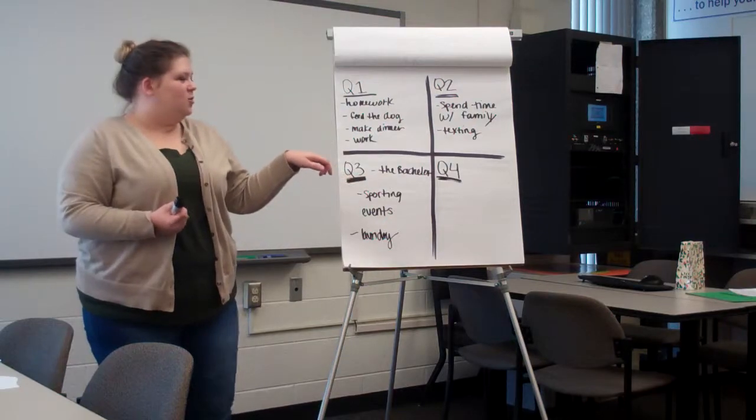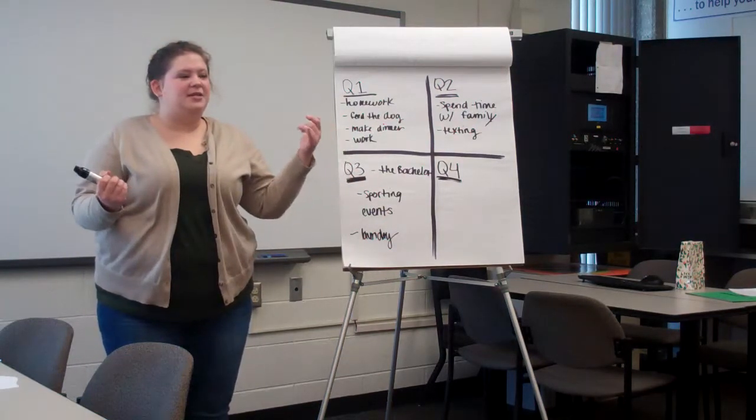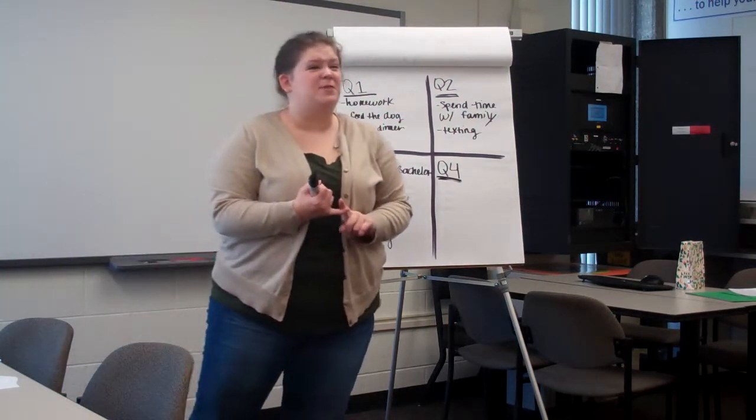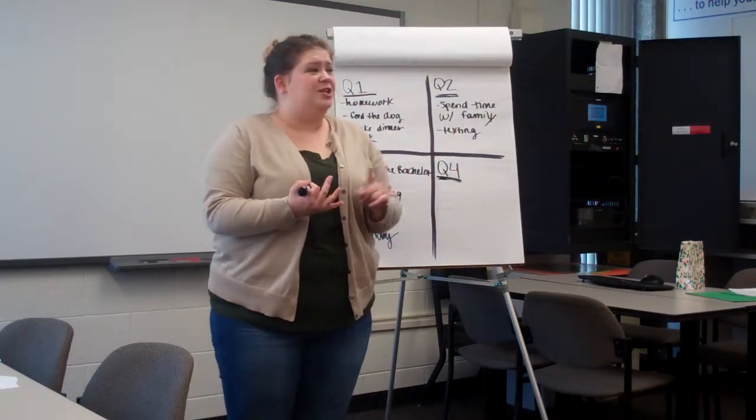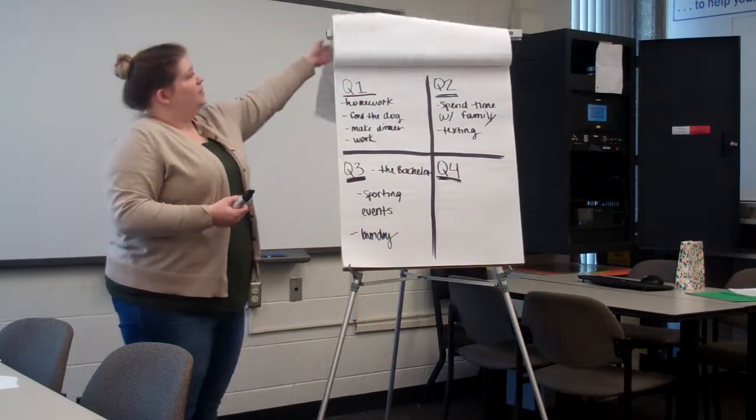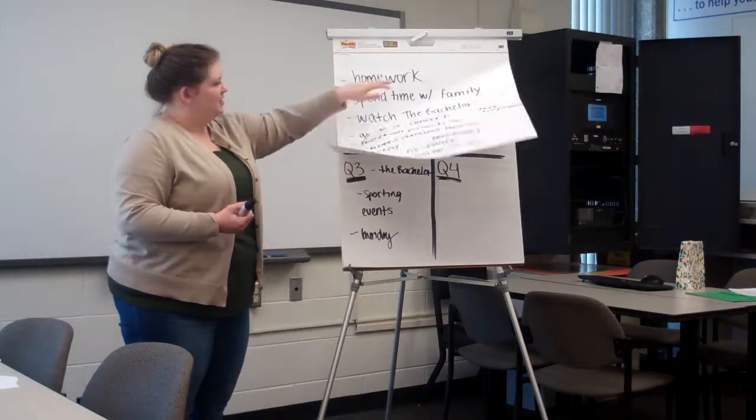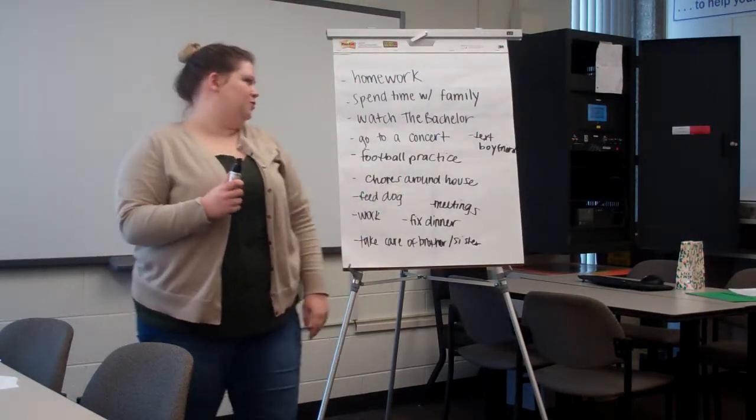So other things that fall in quadrant 4 are just general time eaters, like excessive napping maybe, when you don't really need to take a nap, watching Netflix. So let's refer back to our list. What are some activities on our list that would fall into quadrant 4?